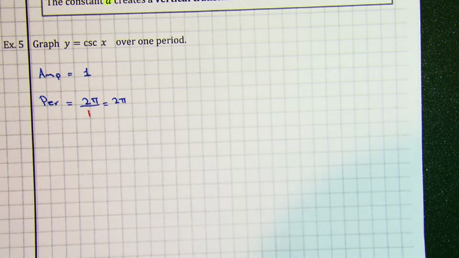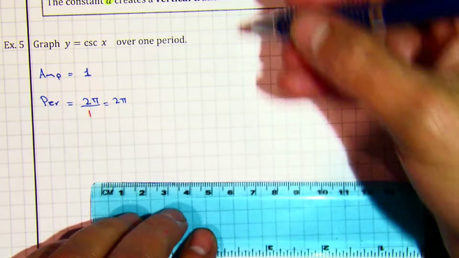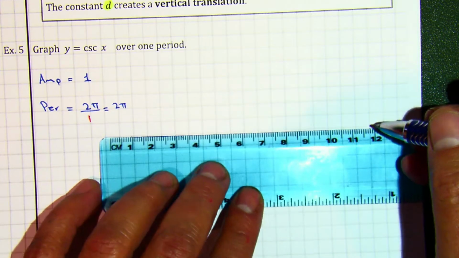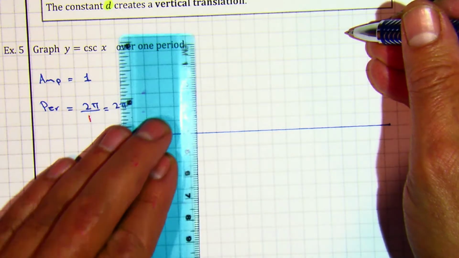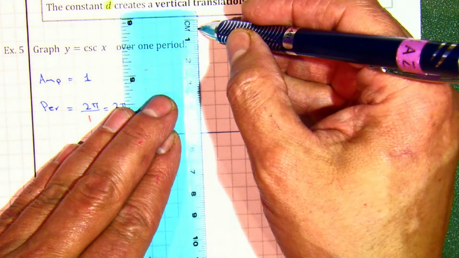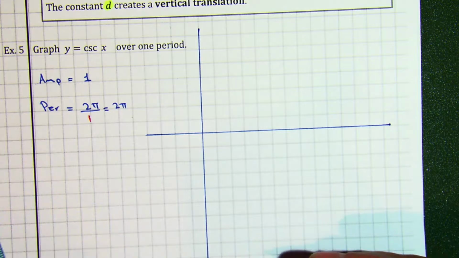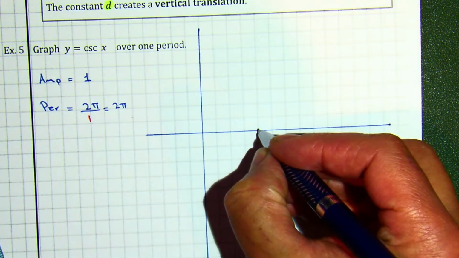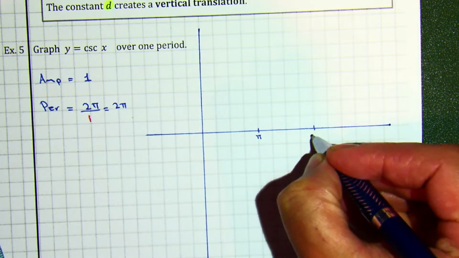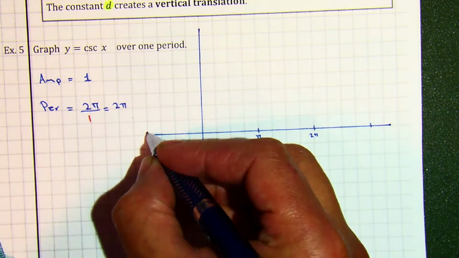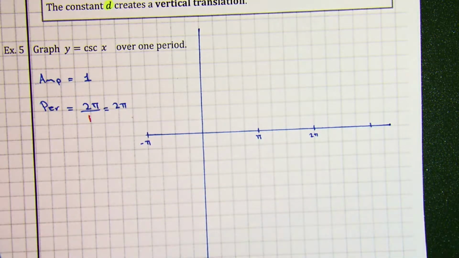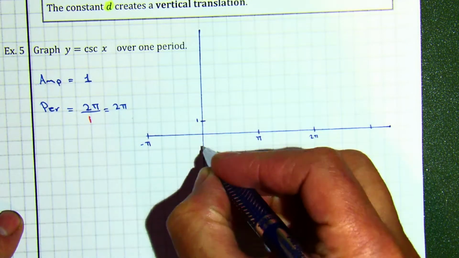So let's make an x and y axis. When I graph cosecant, I do want to make sure that I have enough space above and below, so I'll make a larger graph. I'll place my y-axis here. Every 4 squares will be pi. So there'll be 1 pi, 2 pi, this will be 3 pi, and 4 pi. To the left will be negative pi. Next, my amplitude is 1, so I'll go up 1 and down 1.